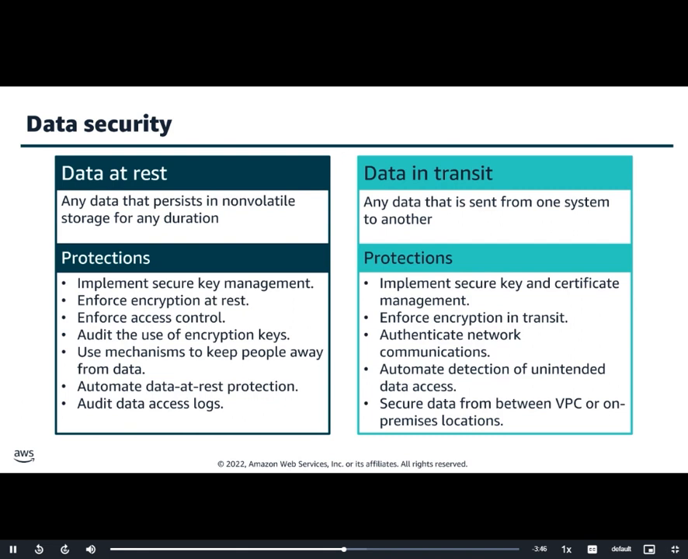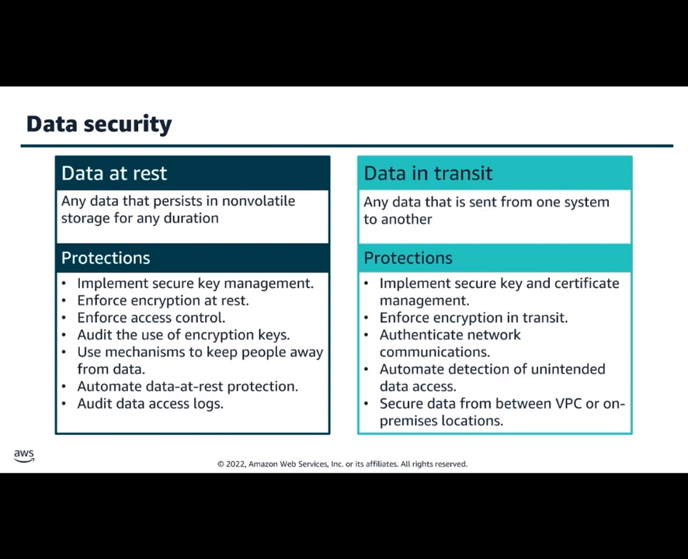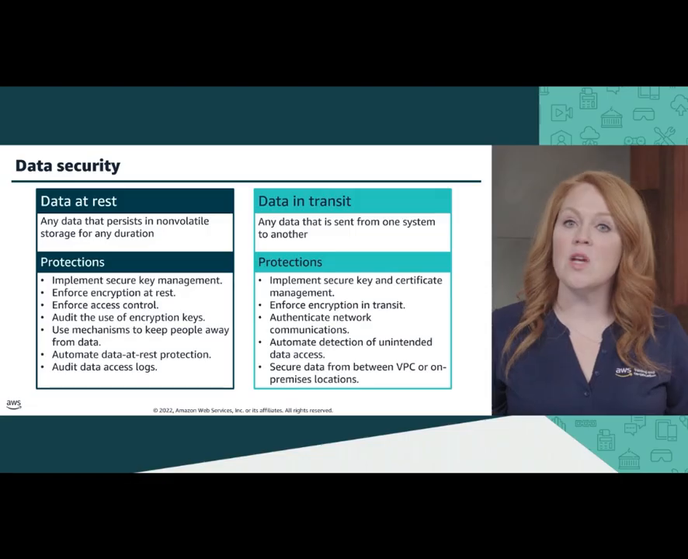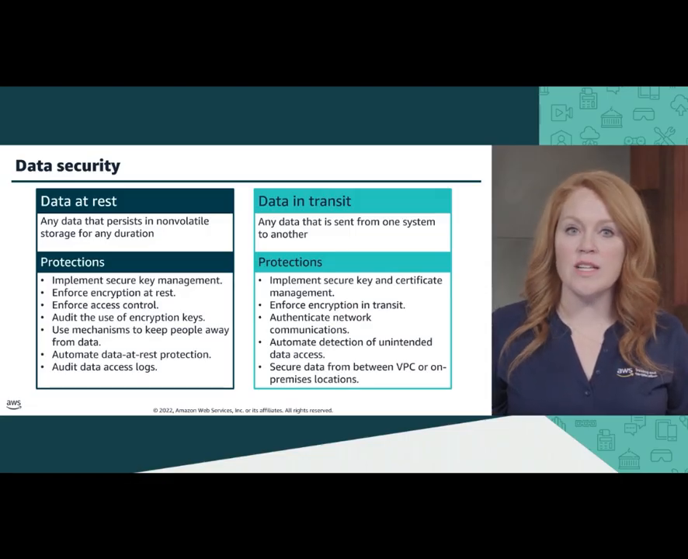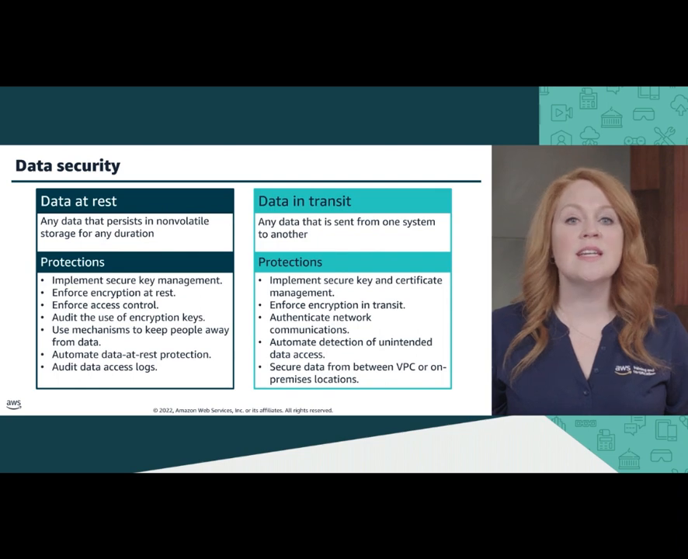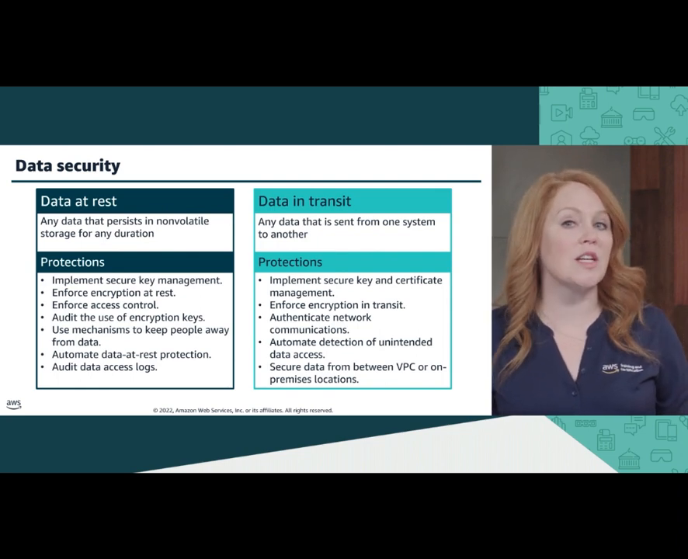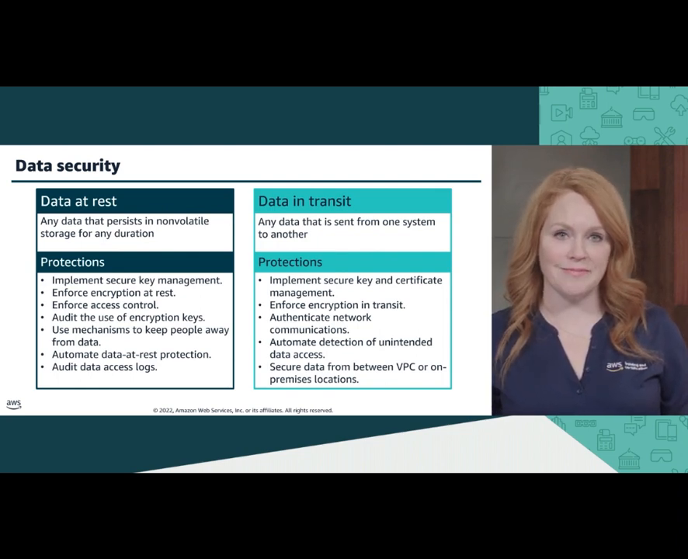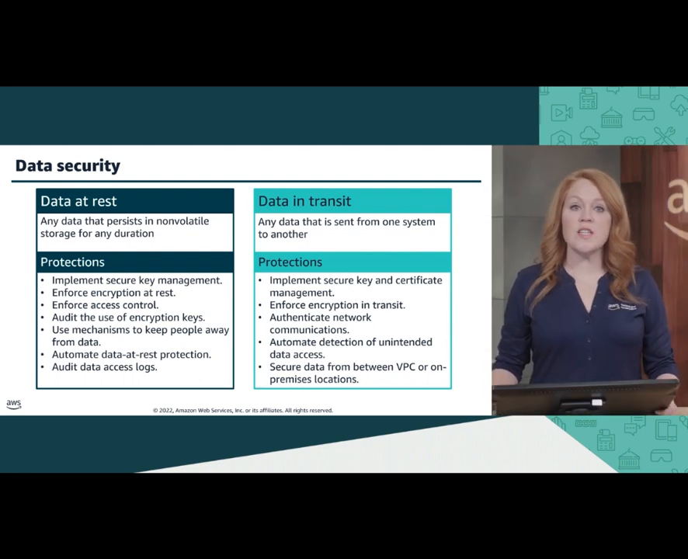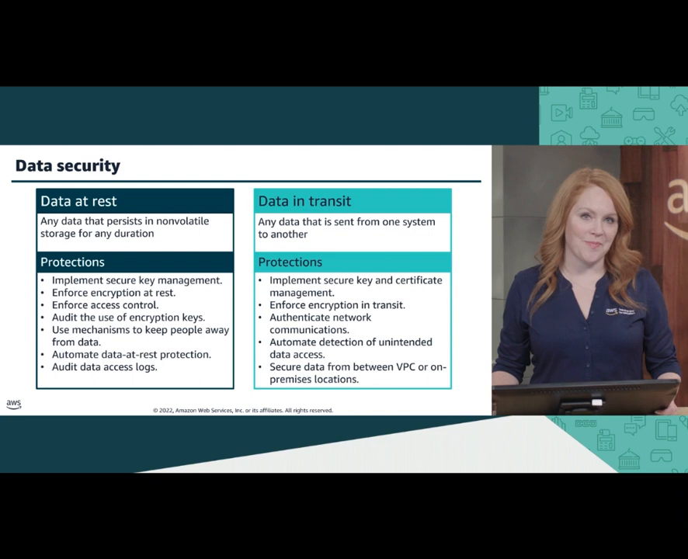The term typically refers to data that is currently being stored and not accessed. Data in transit describes data that is being sent from one system or service to another. Protect both forms of data in accordance with their assigned sensitivity levels by using protective mechanisms such as encryption and access control. You can enforce encryption of data at rest in AWS by setting default encryption in services such as Amazon S3 and Amazon EC2.